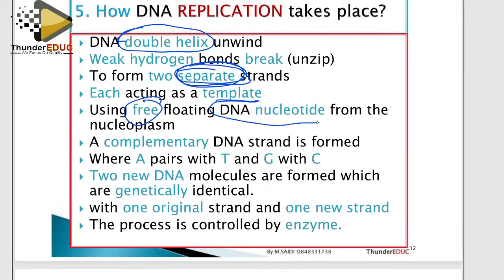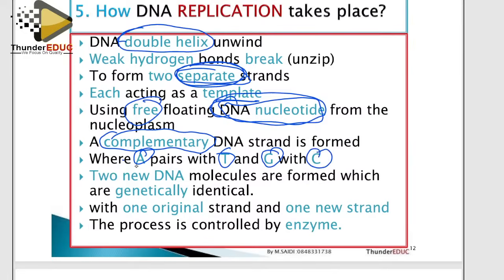Using free floating DNA nucleotides. So remember, in the nucleus we have the DNA nucleotide and RNA nucleotide. Because it's DNA replication, we want to see that you're using free floating DNA nucleotides from the nucleoplasm, and a complementary DNA strand is formed whereby A pairs with T and G pairs with C.